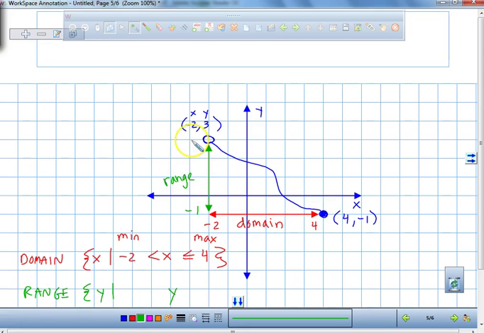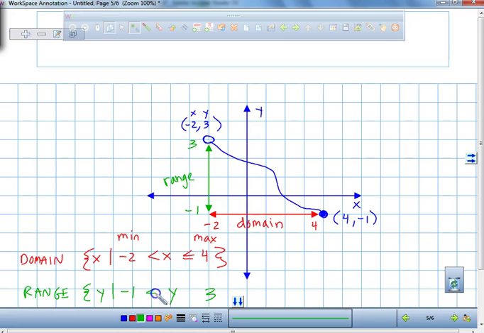How high up does it get? 3. So that's the max. So what's the maximum for the y value? 3. What's the minimum for the y value? -1. Now, is it equal to the -1 right here? Is the y value, when it's enclosed, does that mean it's equal to? Solid dot means yes, it's equal to. Open dot means no, it's not equal to. Alright, so open circle, not equal to.